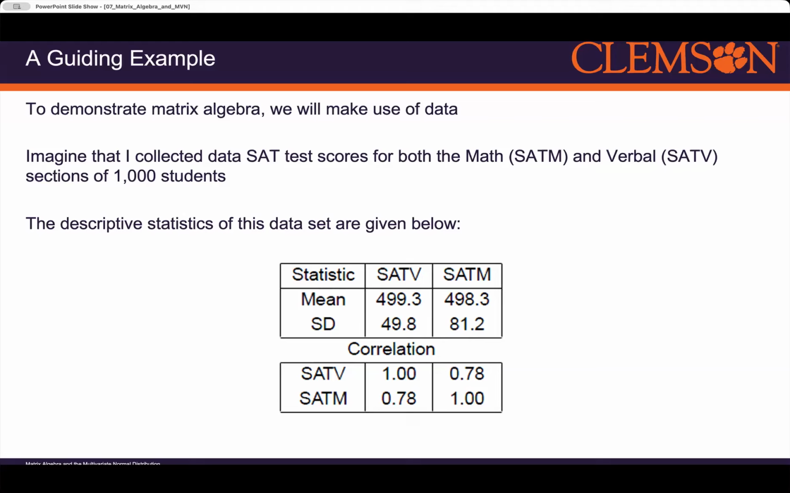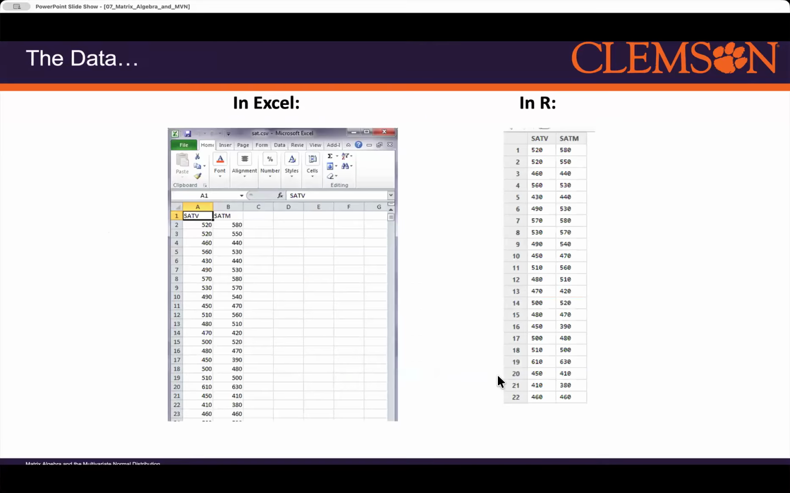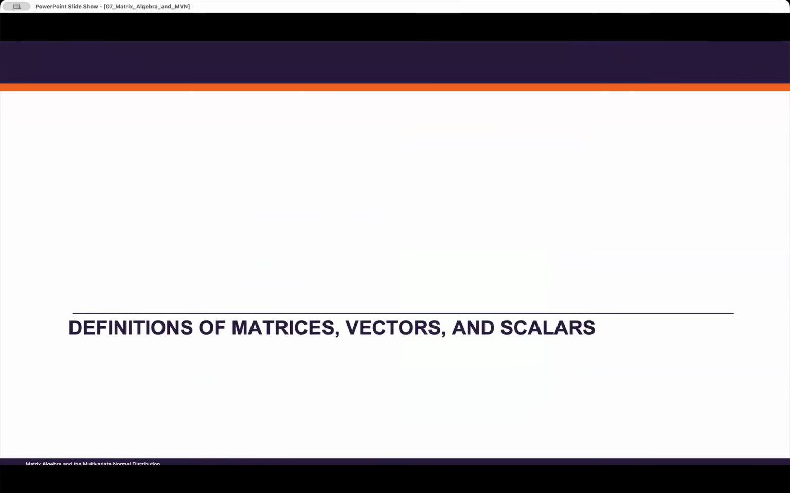For 1,000 students, you have our descriptive statistics here. The mean's about 500 for each. You have a little bit of difference in standard deviation. And the correlation is 0.78. This will help us guide our data. You can see these data in Excel or in R. This is looking like a matrix. This is what we're going to define it as. And we'll use these data to describe the different operations in matrices as we go forward.